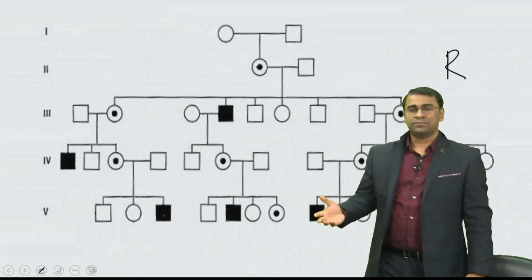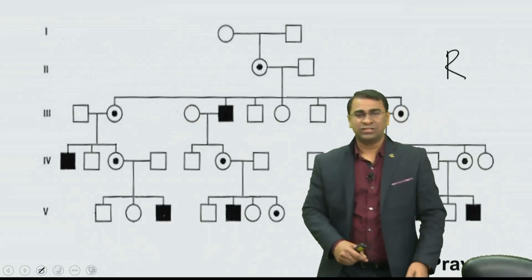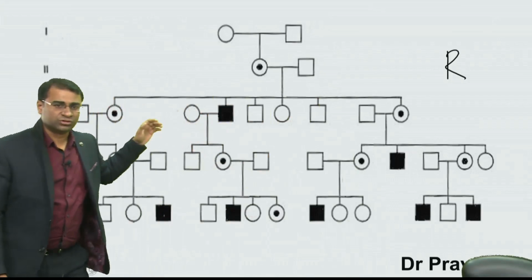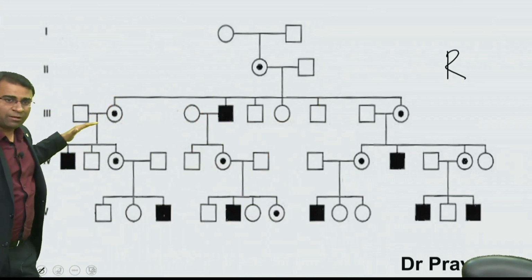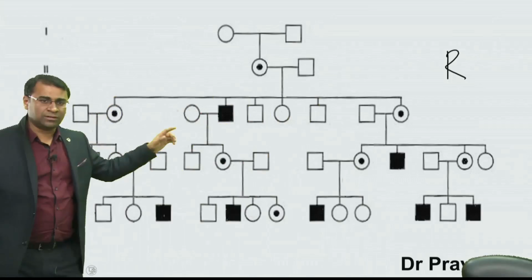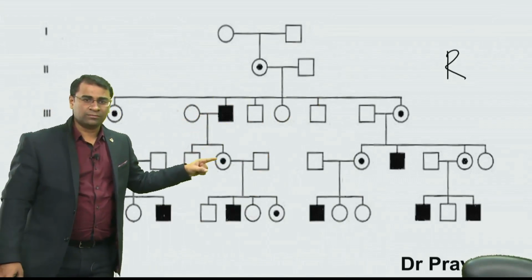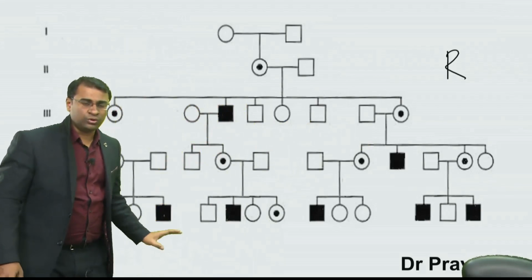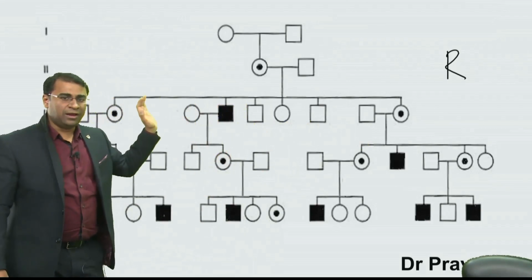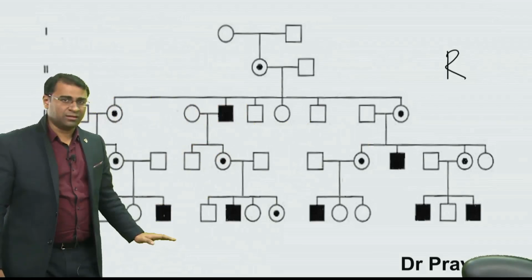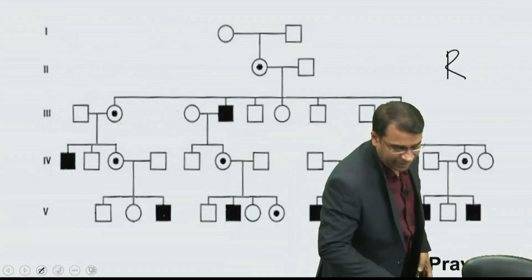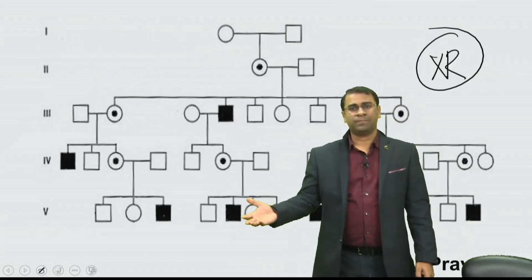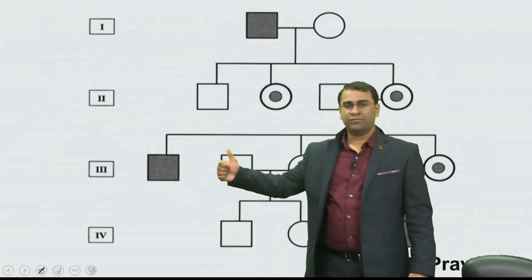Now, what is it? For that, let's look at whether you see any male transmitting to son. Just search for it. Do you see anywhere a male transmitting to son? Look here, male to daughter. So you find nowhere a male is transmitting to son. What is it? It is X-linked recessive. Simple.